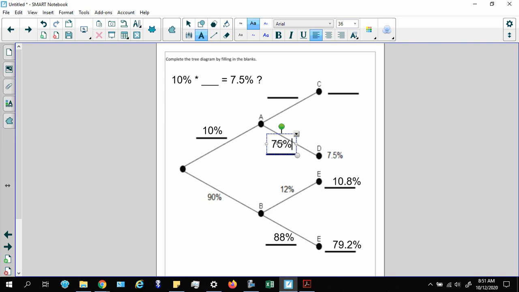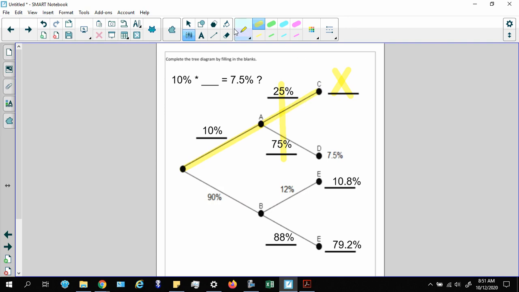Now, once you figure out that this is 75%, this is easy right here because this right here would be 25%. Remember, because of the fact that that's a branch out and that always equals 100%. And then to figure out this right here, again, you would take the 10% branch, times it by the 25% branch, and your answer ends up being 2.5%. All right? So that's how you do it.